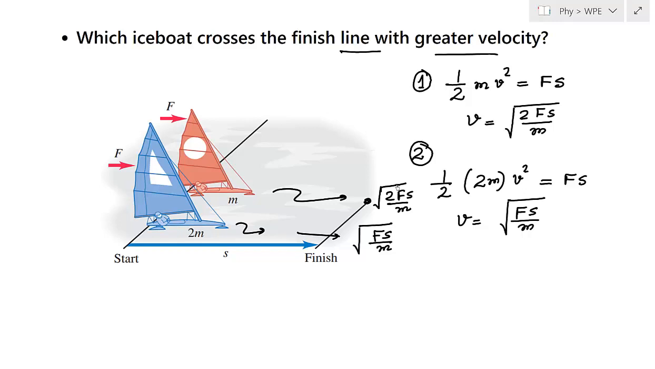And that is logical, because this has a smaller mass, so it will have higher acceleration and it will gain more velocity, and that's why the final velocity in this case is higher compared to ice boat number 2.